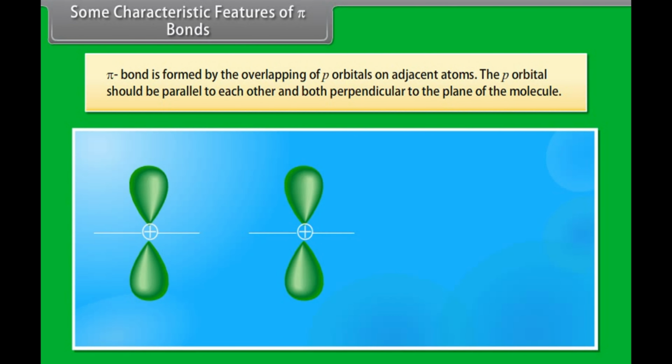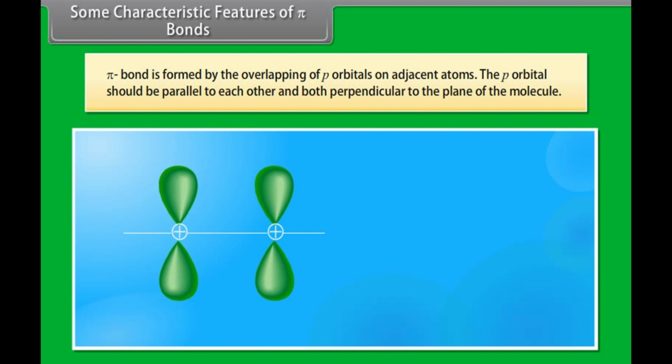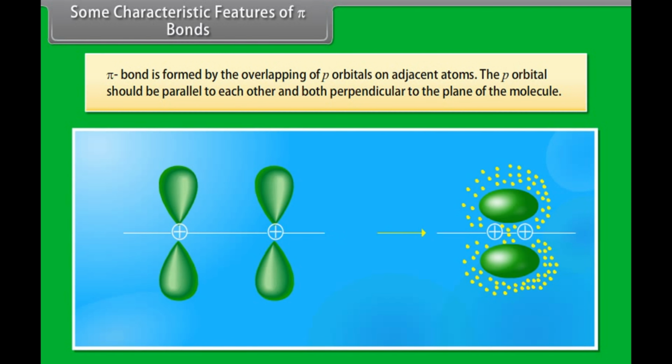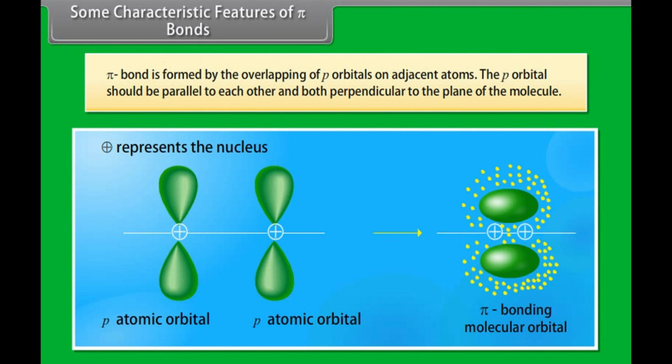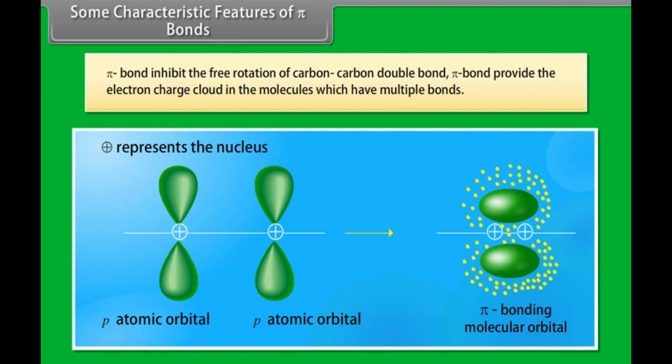Some characteristic features of pi bonds. A pi bond is formed by the overlapping of p orbitals on adjacent atoms. The p orbitals should be parallel to each other and both perpendicular to the plane of the molecule. A pi bond inhibits the free rotation of the carbon-carbon double bond. A pi bond provides the electron charge cloud in molecules which have multiple bonds.